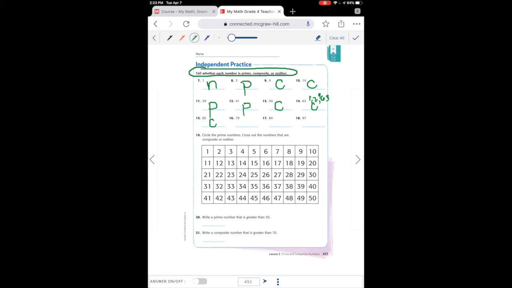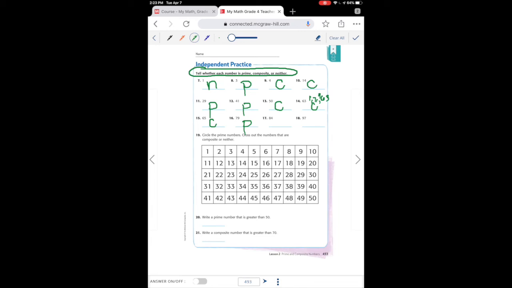79. Can I divide 79 by any number and get a whole number with no remainder? Or do I know any 2 numbers that work together to give 79 exactly? Well, the only ones that I know are 1 and 79. And since that's only 2 factors, it is a prime number.